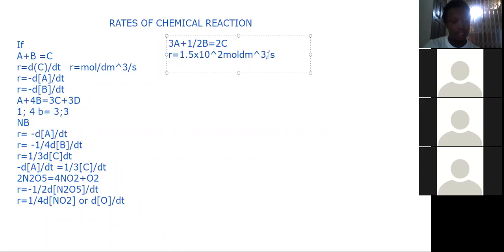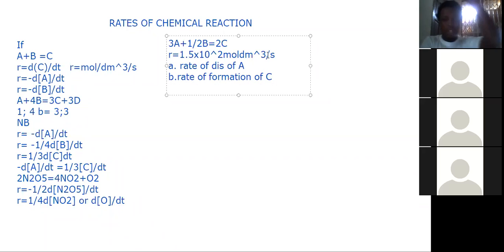Determine A, the rate of disappearance of A. So determine A, the rate of disappearance. This is disappearance of A. And B, determine the rate of formation of C. Rate of formation of C.